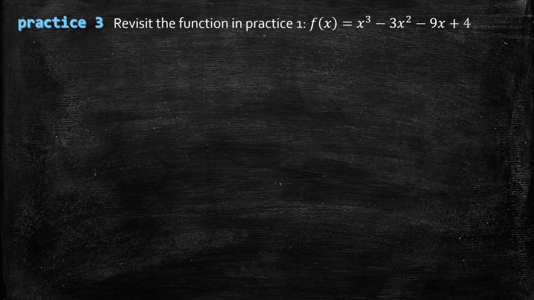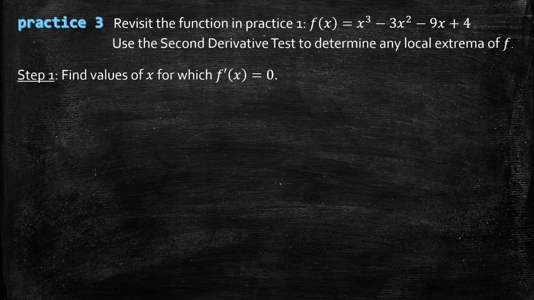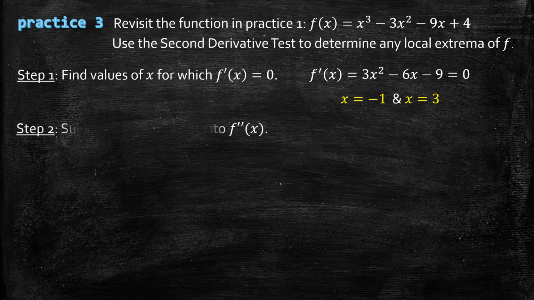So for the final practice problem, we are going to revisit the function in practice 1, and check out those critical values and see if we can determine whether they are local max or mins using the second derivative test. So step 1 is find the values of x for which f prime of x equals 0. There's the derivative function. When we set it equal to 0, factor and solve, recall we got x equals -1 and x equals 3. Those are the values at which f prime is equal to 0.